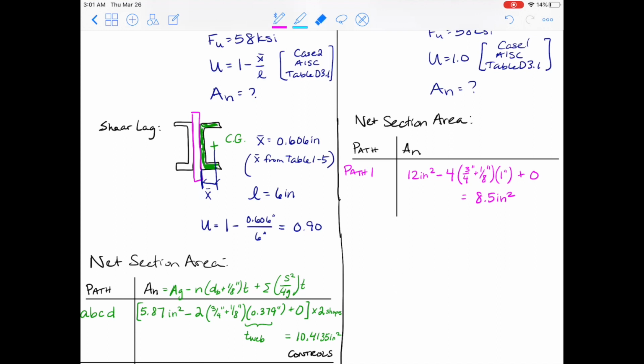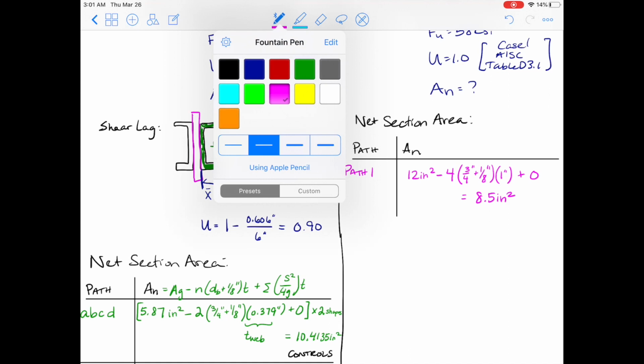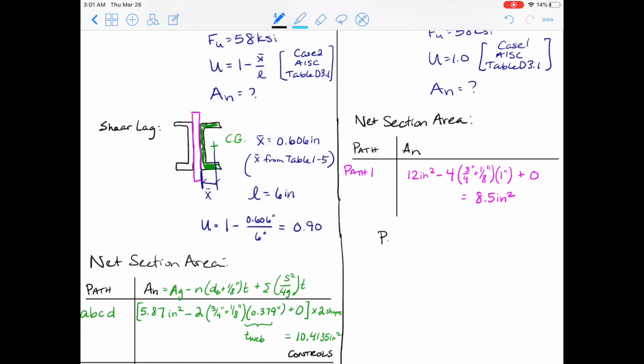Alright, so that's the only path that we needed to check for this particular problem. And so now we're ready to finish our calculations for fracture. P sub u has to be less than or equal to 0.75 times 58 ksi times U, which is 1.0, times the net section area, 8.5 inches squared. And that bracket there now is our effective area from our formula. So doing the math, P sub u has to be less than or equal to 369.75 kips.